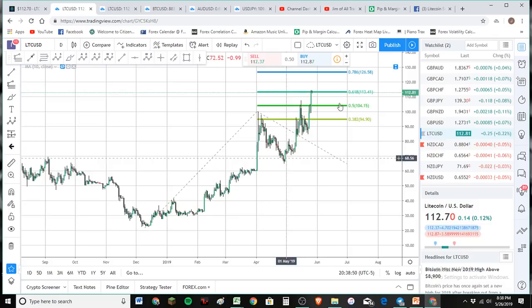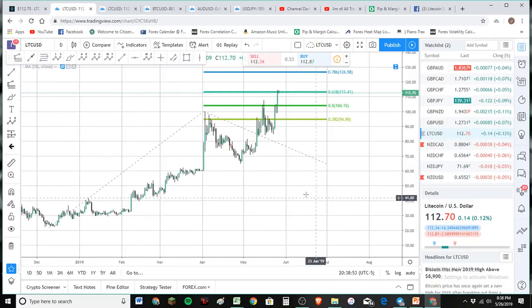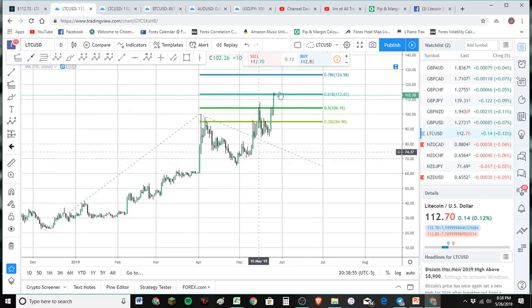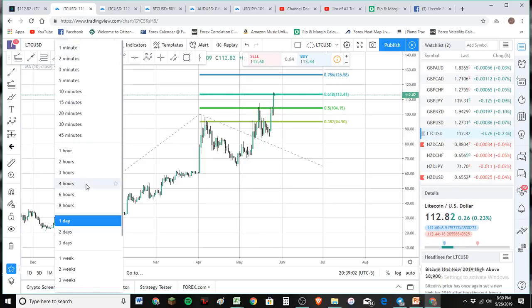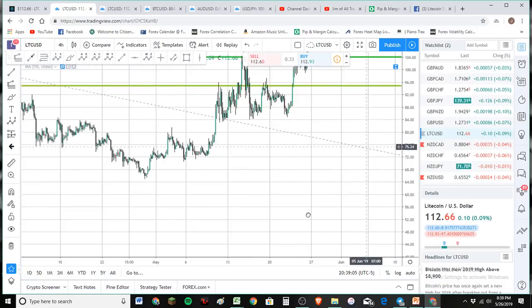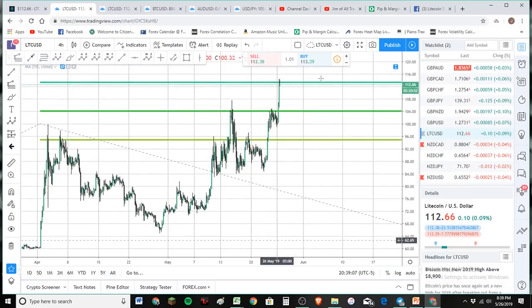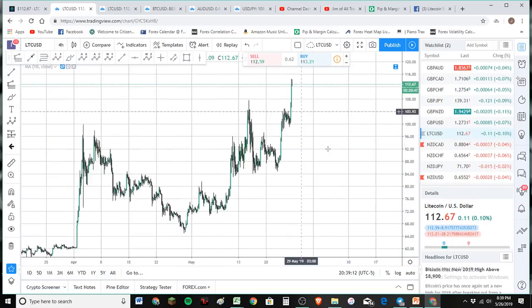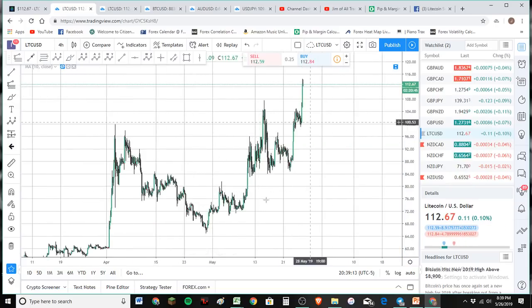Now, what we want to do is count 5 waves in this wave. So we're asking the question: are these 5 waves complete, or do we have any more upside? Is there anything else to trade? Okay, so let's go down to a 4-hour time frame and see if there's something that we can find. First off, let's not forget that the 0.618 was tagged up here. I'm going to get rid of that. Now let's just look at this wave right here. This is the fifth wave.